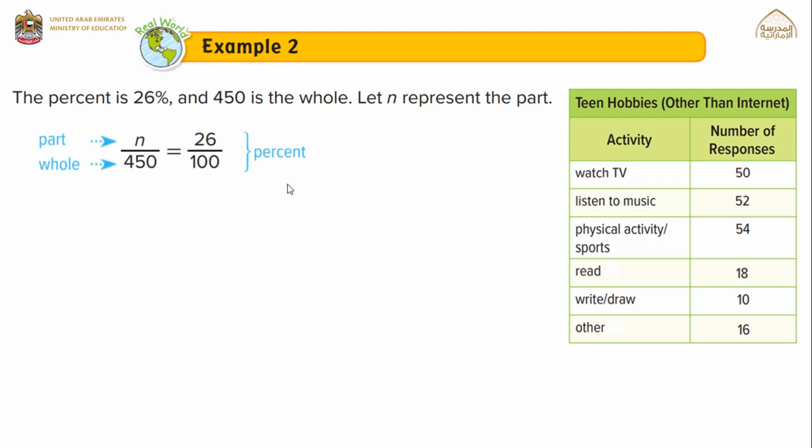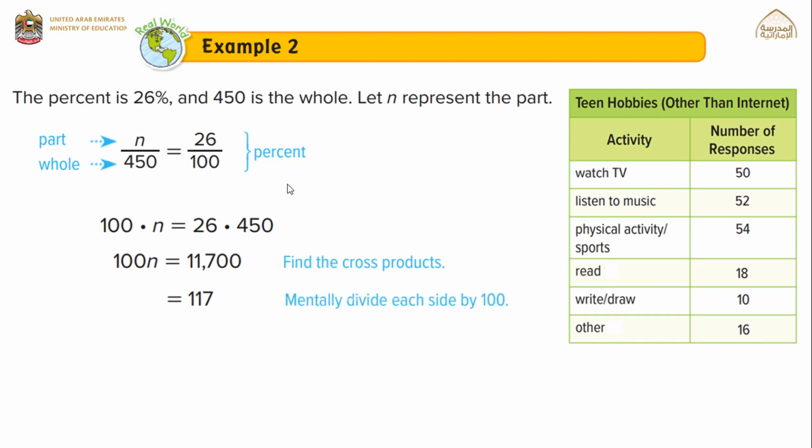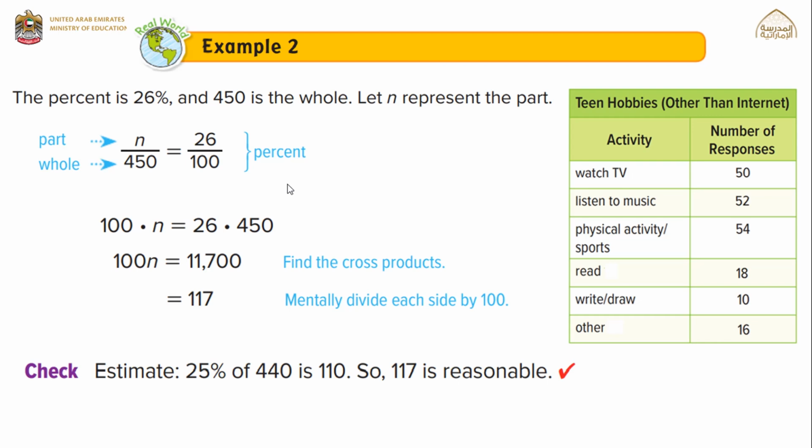Applying a proportional relationship, n divided by 450, which is part over whole, equals the percent, which is 26 over 100. Applying cross multiplication to solve for n, we get 100n equals 26 times 450. So n equals 117. Now, to check our solution, we estimate 25% of 450, which is approximately 110, so 117 is reasonable.